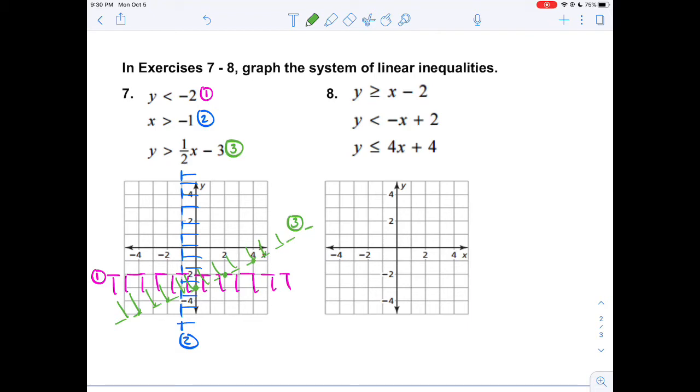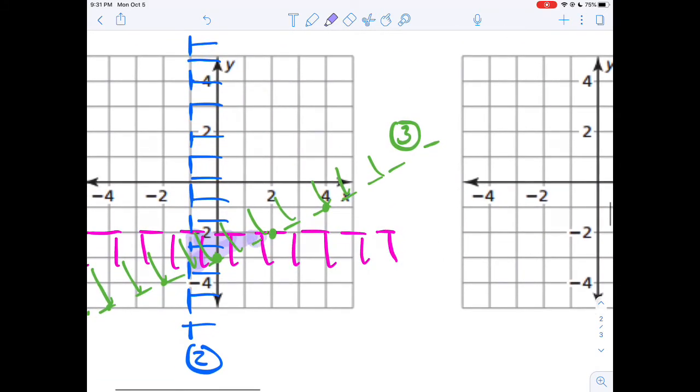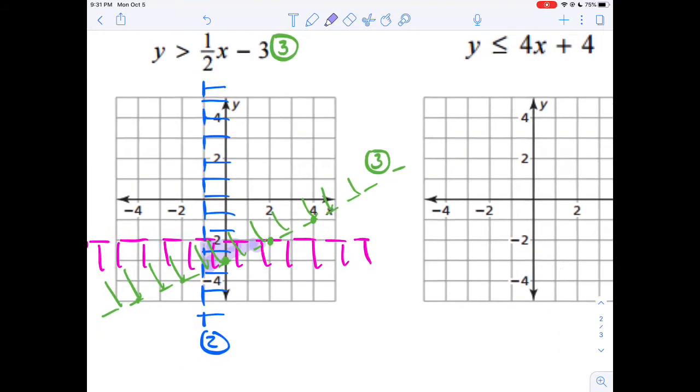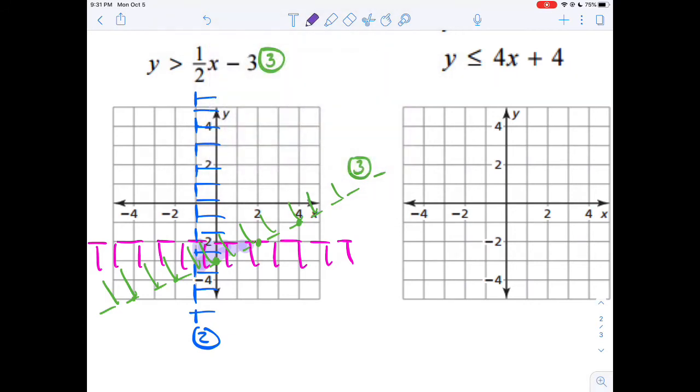That little triangular area that we saw, I'm going to go ahead and shade it in purple. It's this little area right here. Let me blow that up for you real quick. That area is our solution area. So we could label this as our solution area.